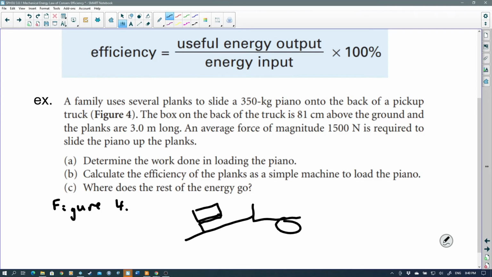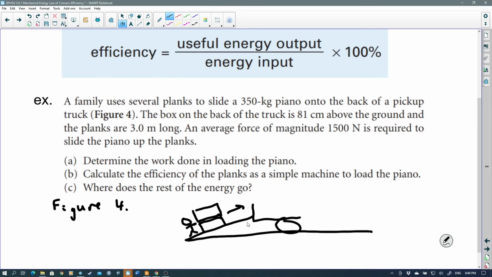Here's the piano. Here's the person pushing the piano. Okay. So why is there going to be a discussion of efficiency here? What is the most efficient way to get the piano into the truck?